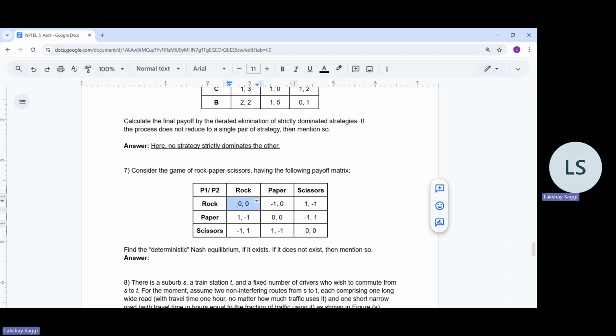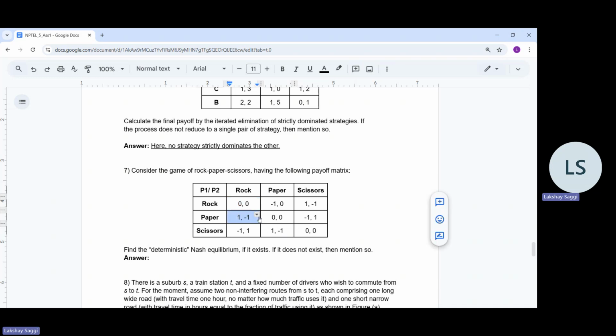Let's see if any player has an incentive to switch. We see that the row player directly has an incentive to switch, because if the column player has chosen rock, the row player will want to defeat the column player by switching from rock to paper. As can be seen here, the row player has a payoff of 1 on switching to paper. Paper will beat rock, and 1 is greater than 0. So this is not a Nash equilibrium.